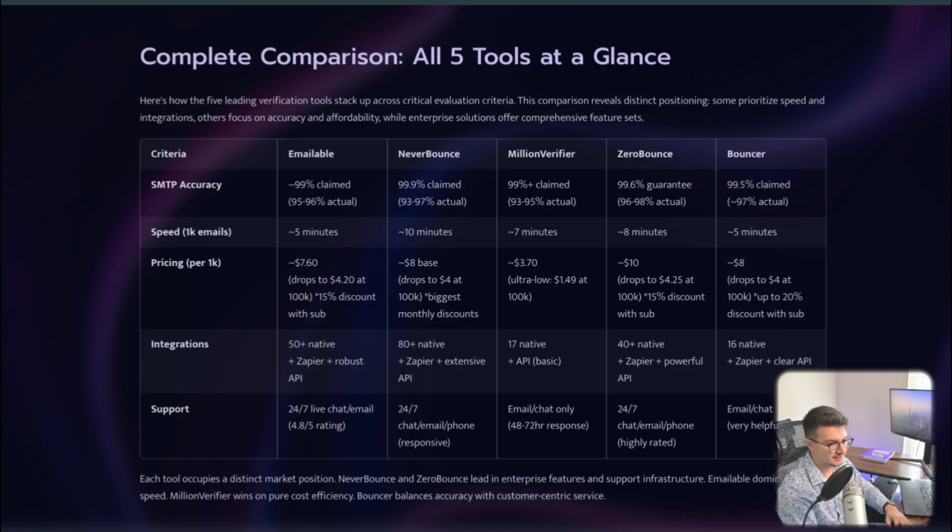As far as support goes, Emailable has a 24/7 live chat and email, rated 4.8 stars on G2. NeverBounce has a 24/7 chat, email, and phone support, which are very responsive. Million Verifier, once again, coming here at the bottom, email and chat support only, typically sometimes taking up to 48 to 72 hours. Zero Bounce does also have a 24/7 chat support and email, and Bouncer has email and chat support, right? So with all these metrics in mind, which one is exactly the best?